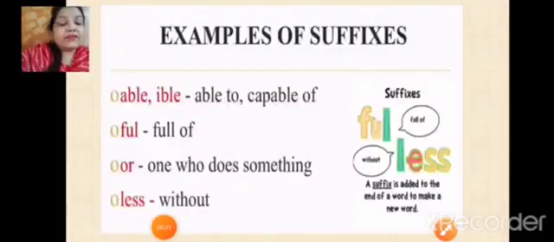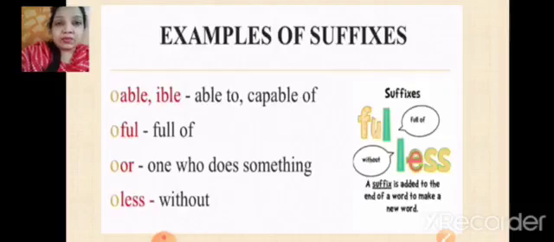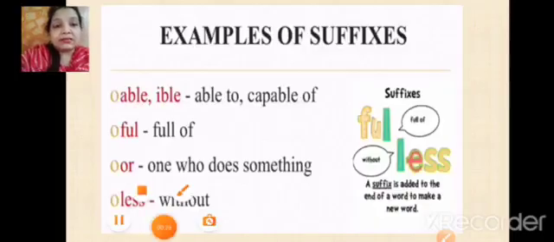So children, we have a few examples like able, which means able to or capable of something. Full means full of something, or means one who does something. Less means without something, right? So let us quickly implement these words in a few sentences.